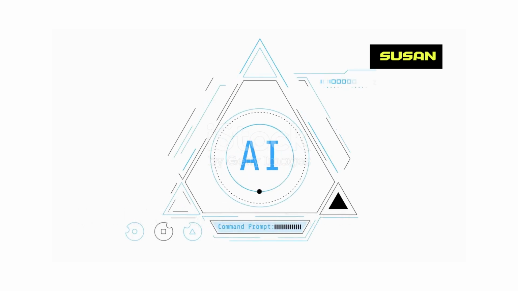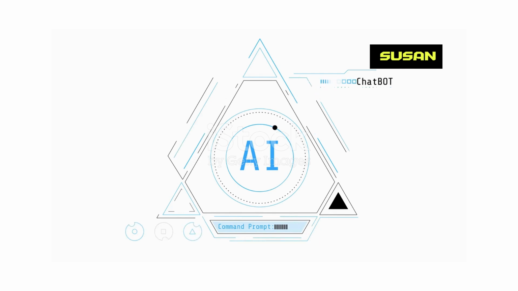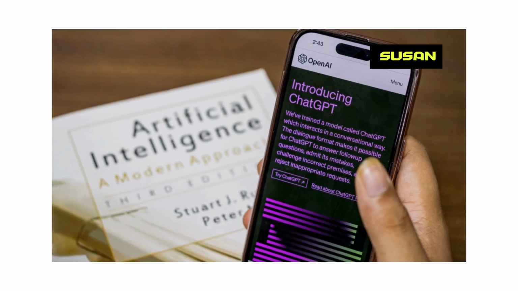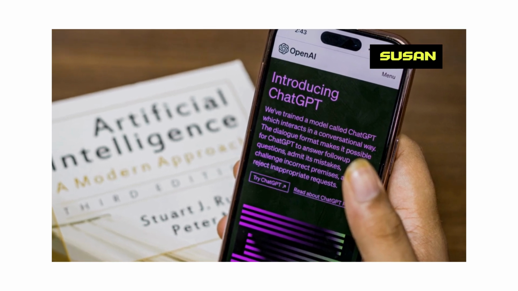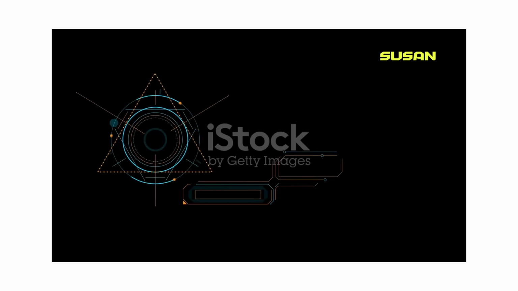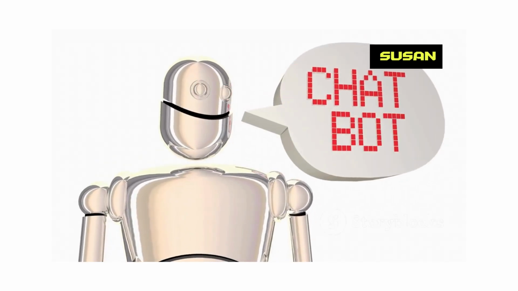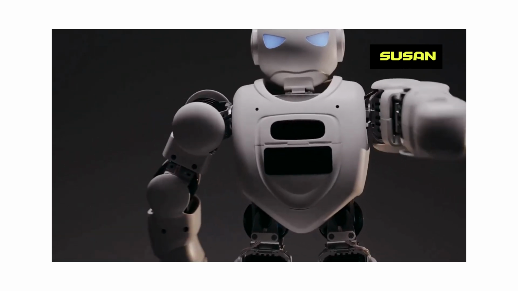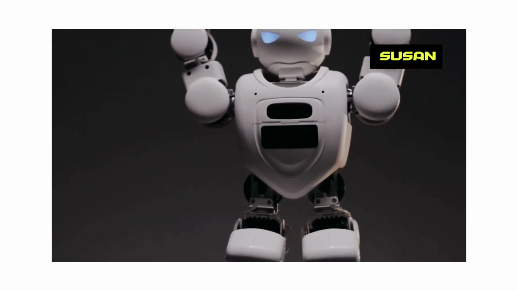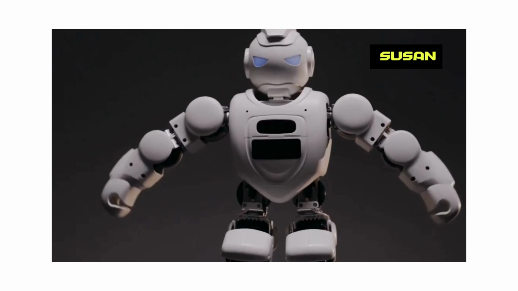Section 2. Meet ChatGPT, your friendly AI companion. ChatGPT is an AI chatbot developed by OpenAI. It is based on the GPT, or Generative Pre-trained Transformer, architecture. This architecture allows it to learn patterns in human language. Through this learning, it can generate text, translate languages, and answer your questions in an informative way.